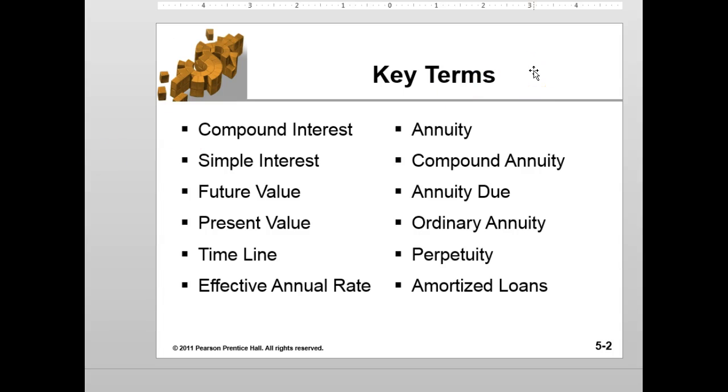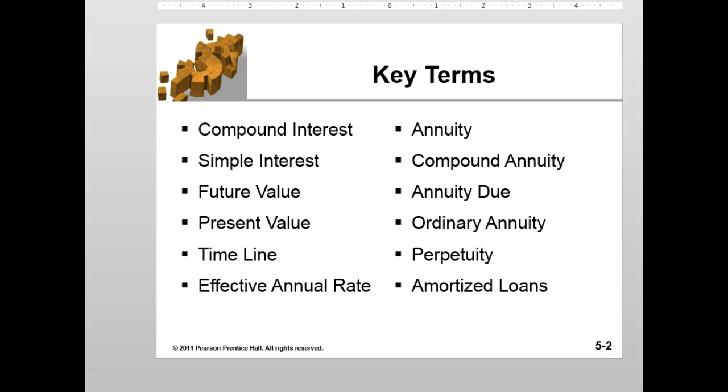The key terms we're going to use in this chapter that you really need to understand are compound interest versus simple interest, future value of money versus present value, a timeline, and effective annual rate. And we're going to look at annuities: a compound annuity, an annuity due, an ordinary annuity, a perpetuity, which is really a cool word, isn't that nice? And amortized loans. So that's kind of what we're going to look at as we go through this. I probably will do this in 2 sections because it could get rather long, and I don't like to have you sitting for over 15 minutes.